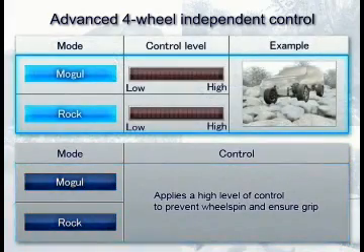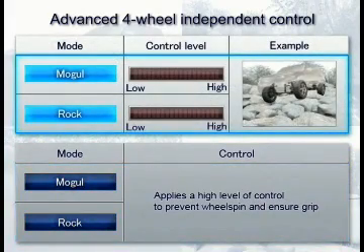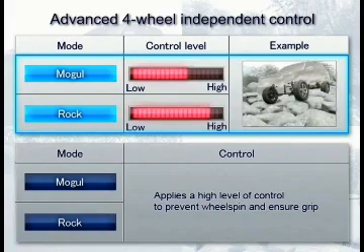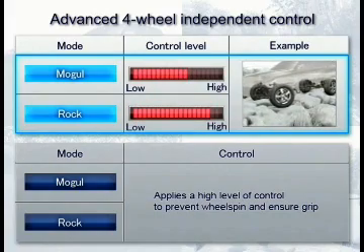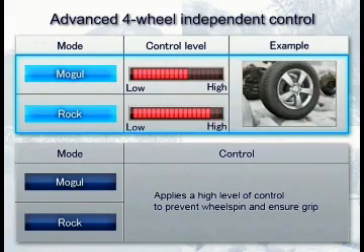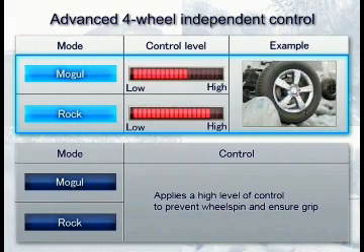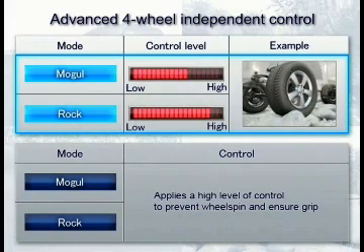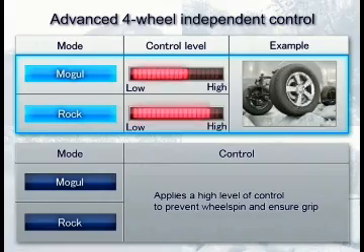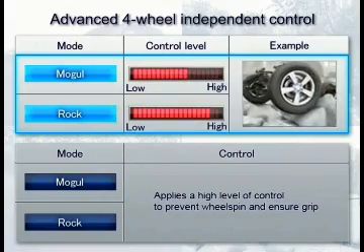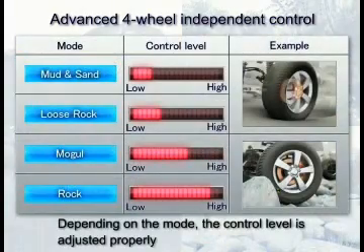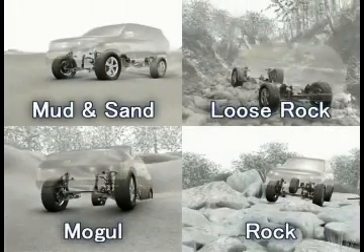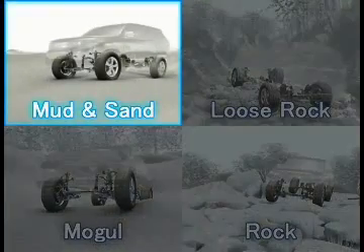When either the mogul or rock terrain mode is selected, MTS applies a high level of engine output and hydraulic brake pressure control to help prevent wheel spin and ensure grip. Depending on the mode, the control level is adjusted properly. Let's look at these examples in detail.